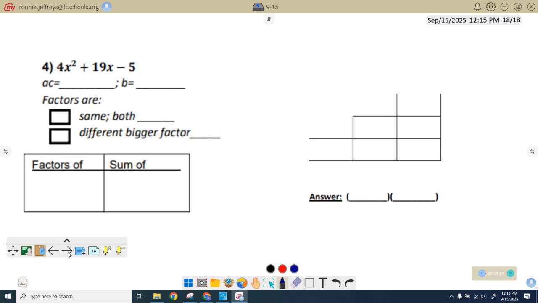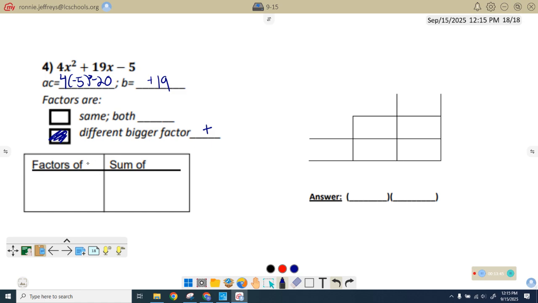All right. So number 4. So 4 times negative 5 is negative 20. And positive 19. So our signs are different. Bigger factor is positive. Y'all hang with me. We're almost done, right? This is our last one.